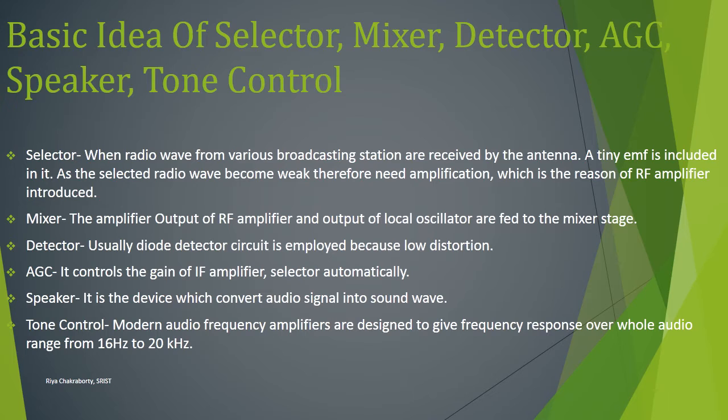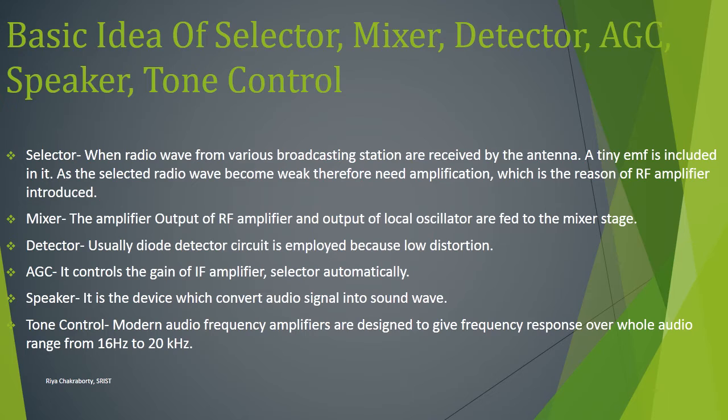And the next one is detector. Usually a diode detector circuit is employed because of low distortion. Here the audio signal is extracted from the IF output. Next is AGC. We all know it stands for automatic gain control. It controls the gain of the IF amplifier, selector and RF amplifier automatically. And the next one is speaker. It is the device which converts the audio signal into sound wave. And the next one is tone control.